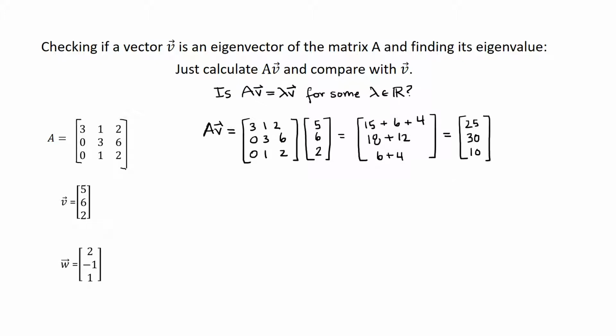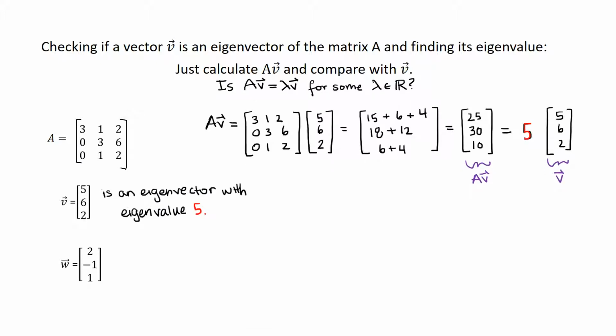Now I'm going to compare my vector Av with the vector v. v is 5, 6, 2. And now we can see the vector Av is exactly 5 times the vector v. This implies that v is an eigenvector, and its eigenvalue is 5. It's stretched out by a factor of 5.